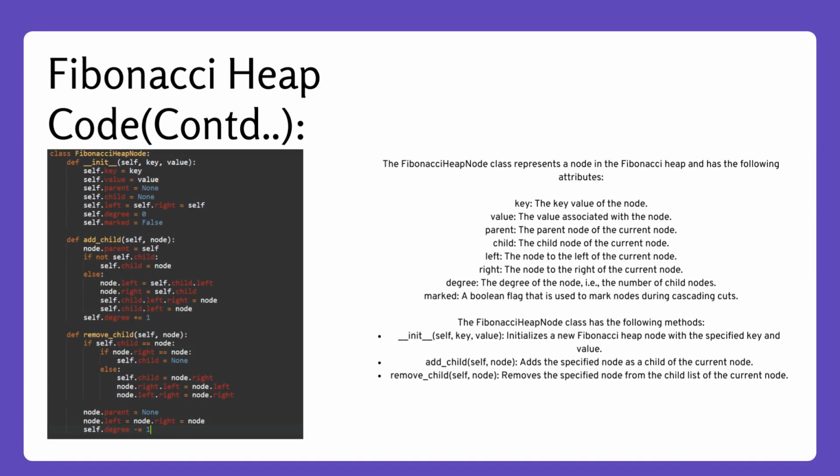And here comes the Fibonacci heap node class, which represents a node in the Fibonacci heap, and it has the following attributes as mentioned: key, value, parent, child, left, right, degree, and marked. These all represent the different attributes in this class.